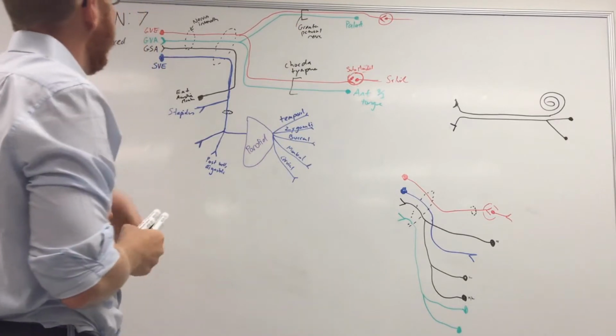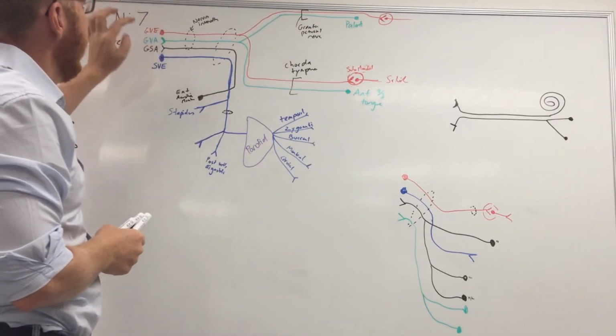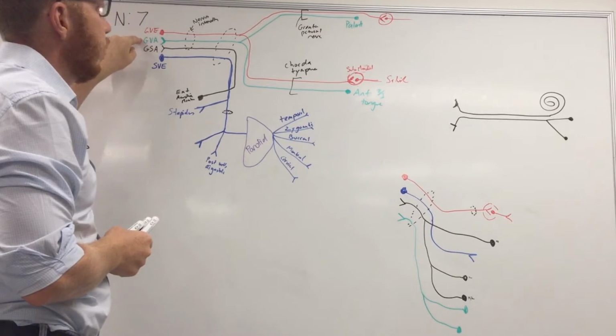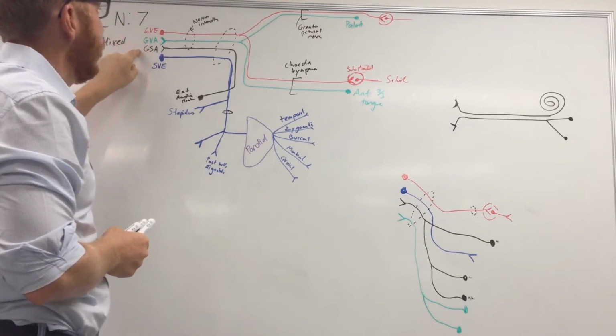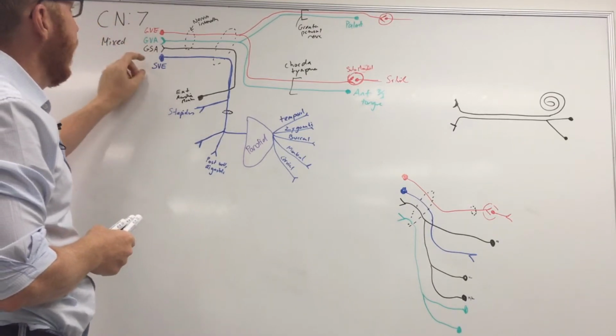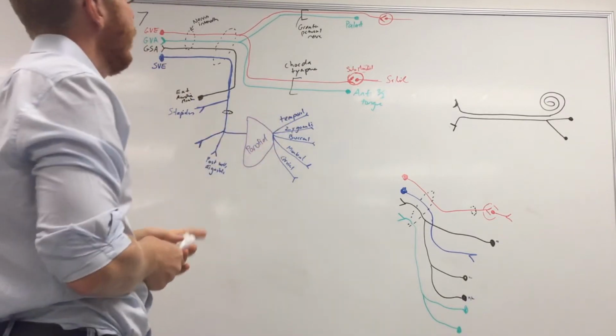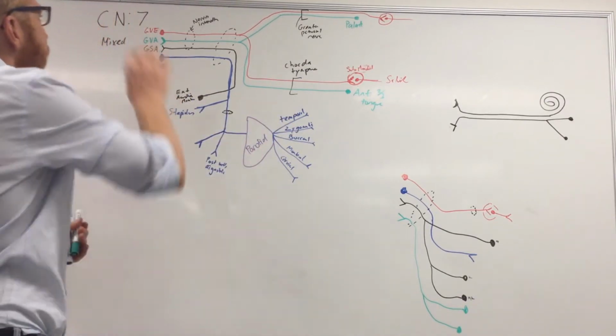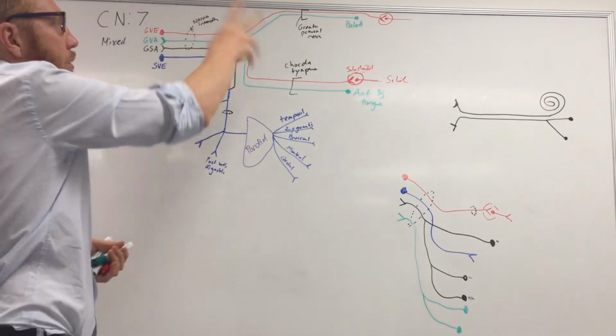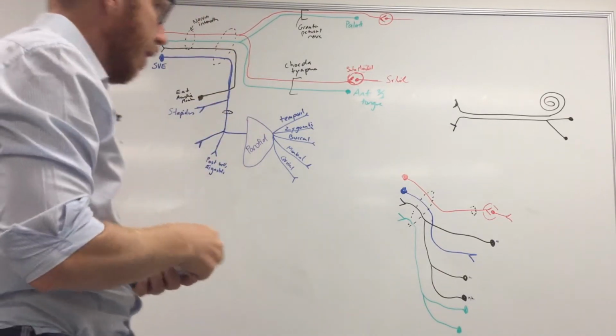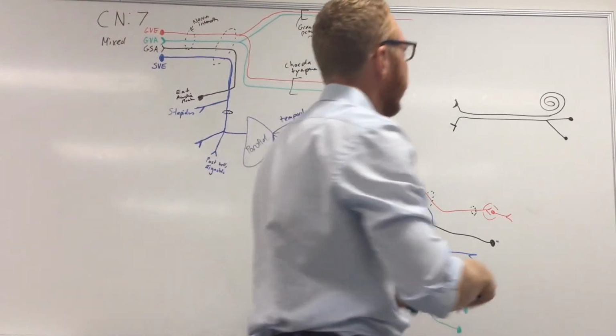So we've seen that it has parasympathetic fibers, it has visceral fibers which bring in taste, it's got general sensation just to the ear, and it's got those motor fibers which we went through. So that's the facial nerve, and you can see now how it's mixed. It has all those components to it. The next one along, it's much easier.